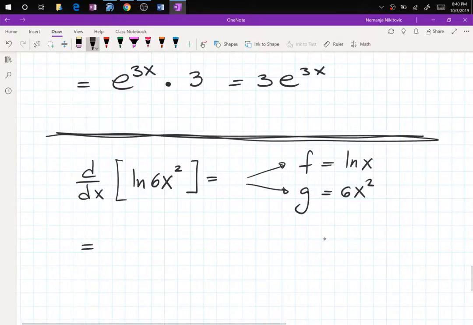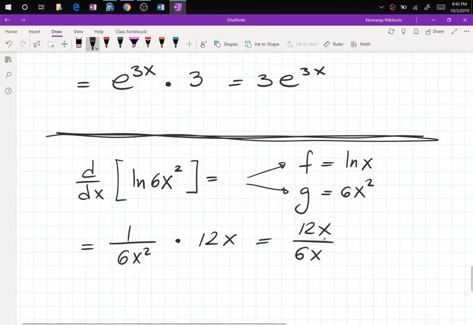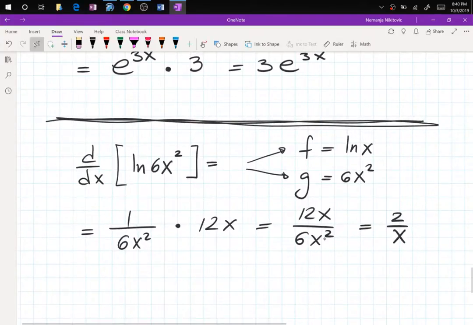So what is the derivative of ln? 1 over x. But remember, it has to be 1 over g, right? Because every x becomes g. So 1 over 6x squared times the derivative of g, which is 12x. Beautiful. Put this together, you get 12x over 6x squared. What do we get? 2 over x. 2 over x.